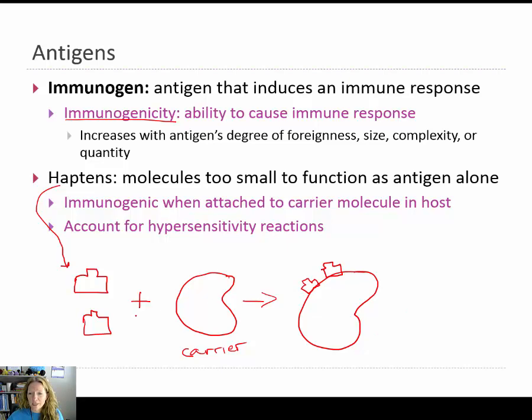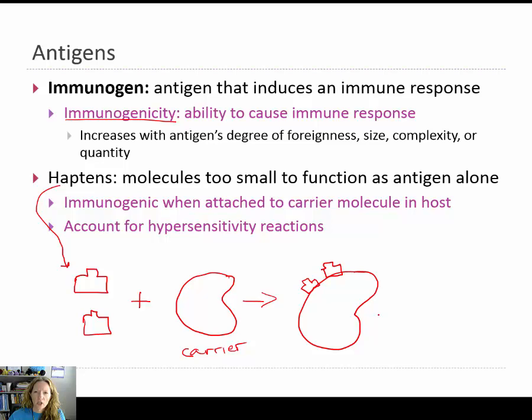But whenever those haptens go in and actually attach to a carrier, that causes it to be immunogenic. So it's kind of interesting. This is going to account for one of the hypersensitivities that you guys are going to look for, a type 4 hypersensitivity. So we'll look and discuss this whenever we get to it later on.